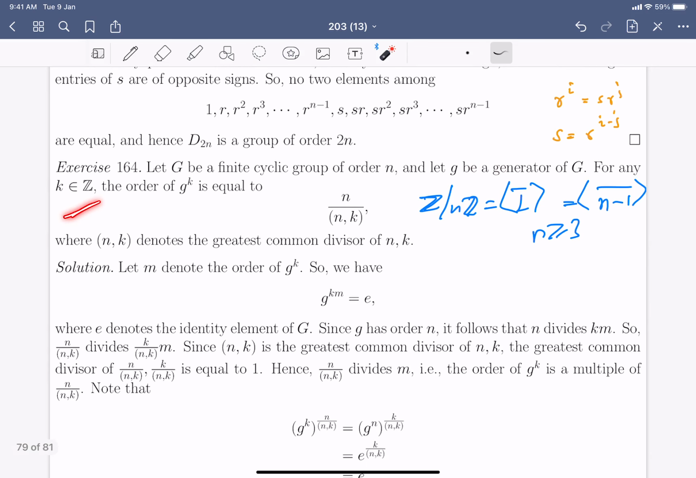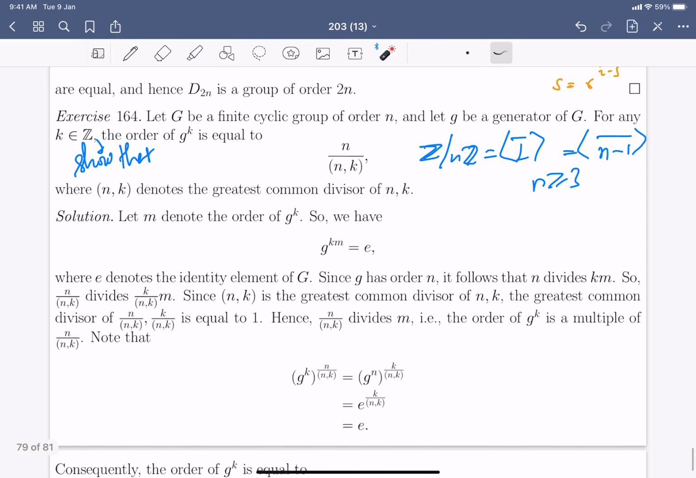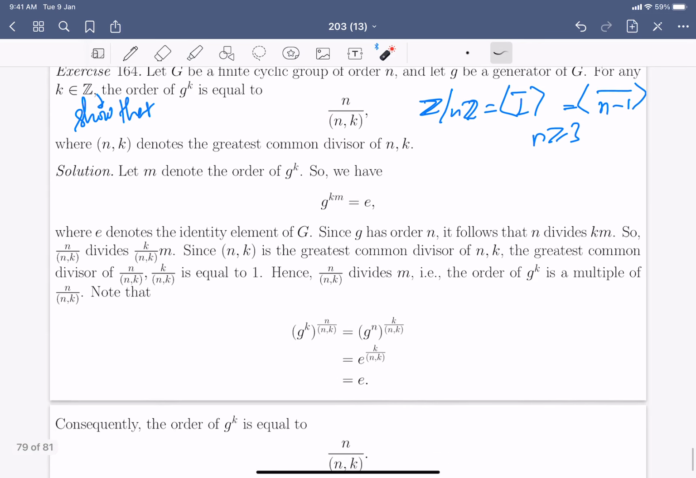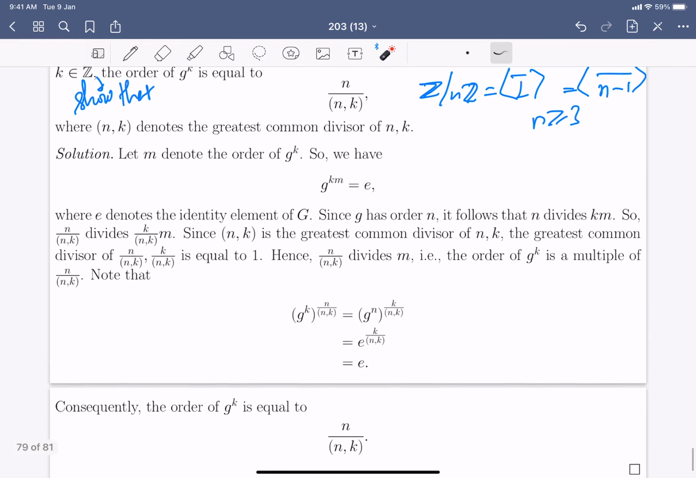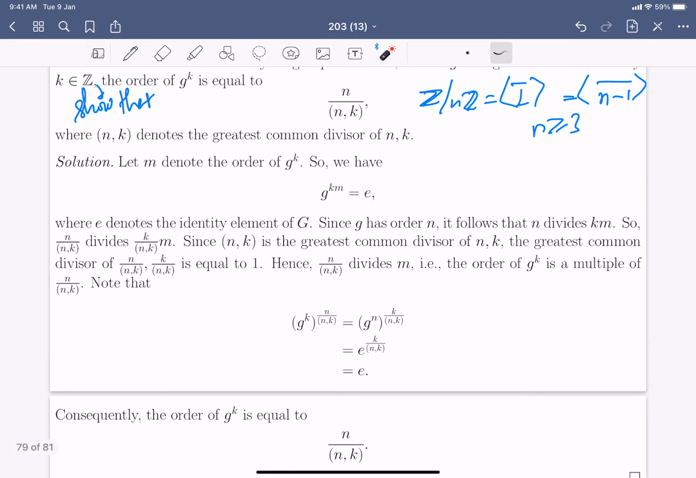Anyway, for any k inside Z, this exercise says: show that the order of g power k is equal to n divided by the GCD of n and k. This is an interesting exercise, and we'll do it as an application of our knowledge of GCD, which comes from our knowledge of the division algorithm.